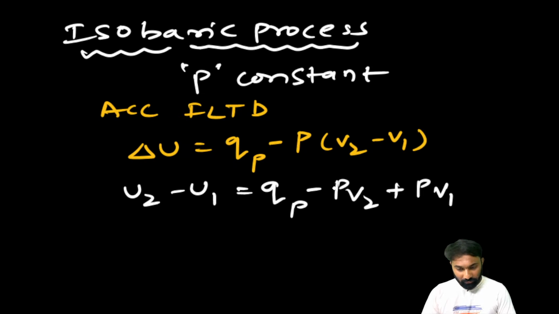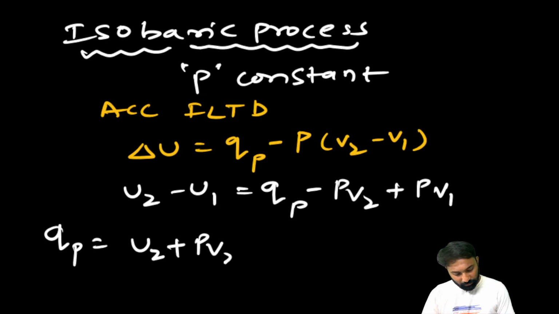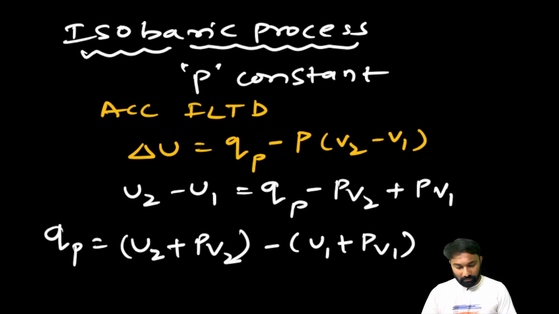Done. Now if I send this PV2 and PV1 to the left hand side, QP will be equal to U2 plus PV2 minus of U1 plus PV1. Can I write? Both will become the same, right? Minus into minus, minus U1. And if I send it to the left hand side, it will become minus, right? Minus into plus, it will become minus.